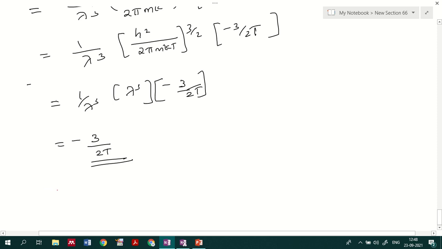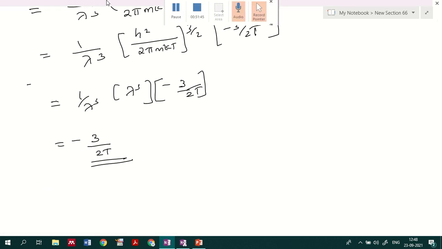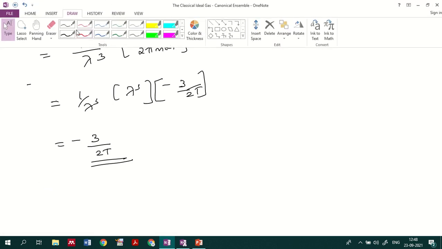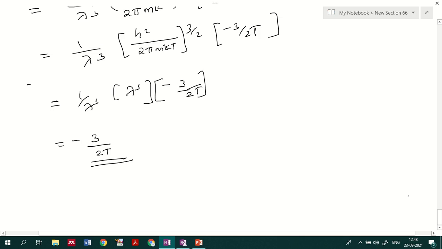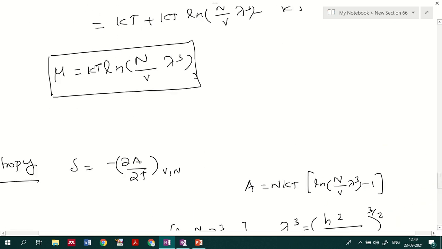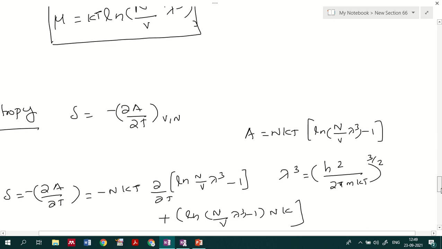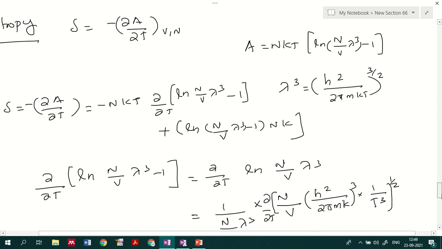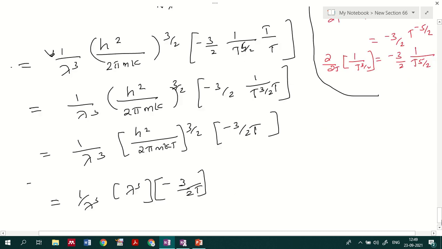Now let me come back to the entropy case earlier. The entropy situation we were discussing is that this is our entropy equation, so we try to find out what is dou by dou t of this value. So that is what we were trying to identify, and we are going to get minus 3 by 2 t.